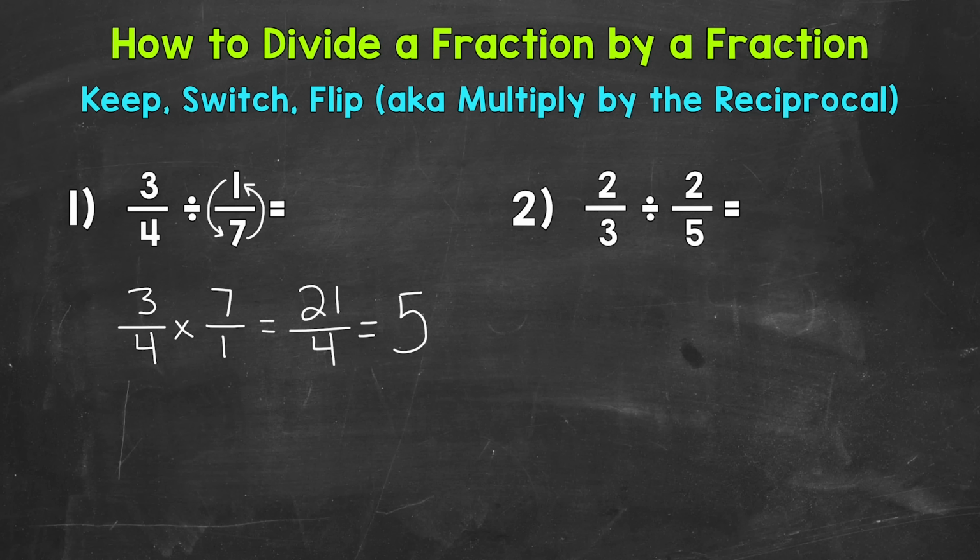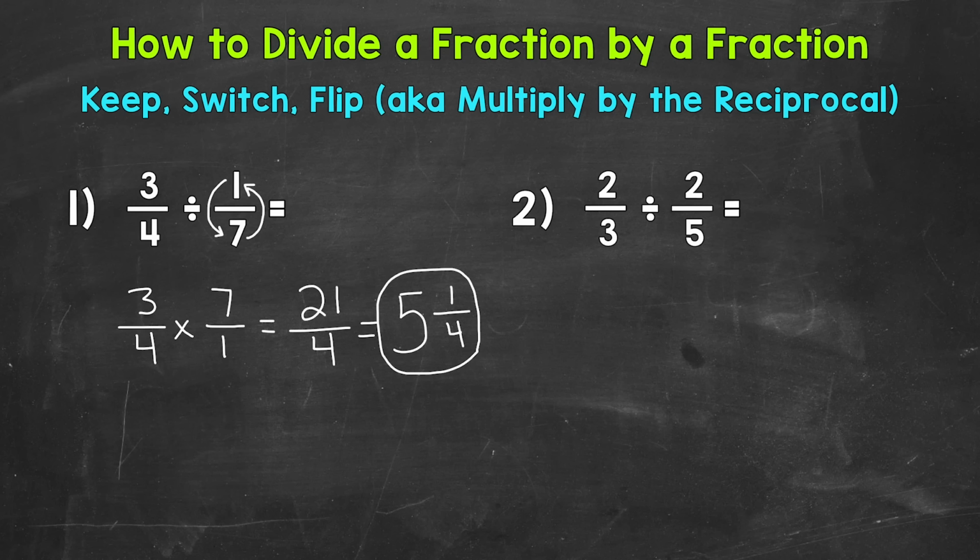So 5 whole groups of 4, that's our whole number of the mixed number here. Now that doesn't hit 21 exactly. We have a remainder of 1, so that's our numerator in our fractional part of the mixed number. And we keep our denominator of 4 the same. Always look to see if you can simplify the fractional part of a mixed number. 1/4 is in simplest form, so we are done. 5 and 1/4 is our answer for number 1. So 3/4 divided by 1/7 equals 5 and 1/4.